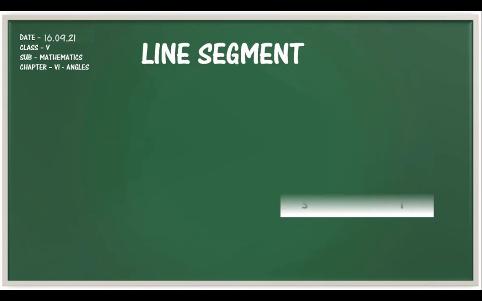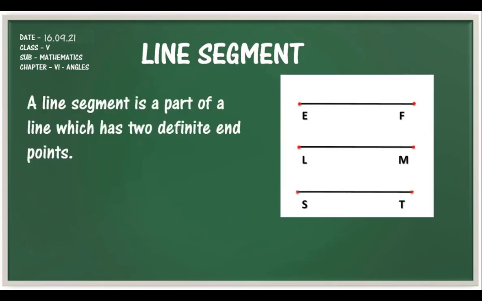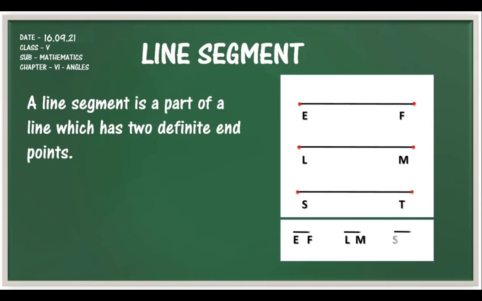Line segment. A line segment is a part of line which has two definite endpoints such as EF, LM and ST. These all are line segments. These line segments can be represented as EF, LM, ST and a small bar just above these names.